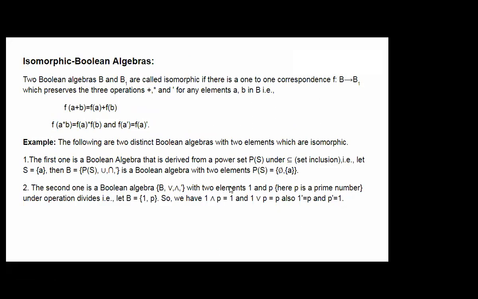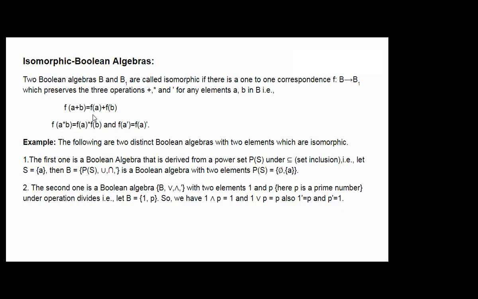Then here comes the isomorphic Boolean algebras. Again, the same concept that we have seen in lattices, we are going to apply here. Isomorphic Boolean algebras: two Boolean algebras B and B1 are called isomorphic if there is a one-to-one correspondence F, a function from B to B1, which preserves the three operations plus, star and complement for any elements A, B in B. Okay, here we can again consider these operations.